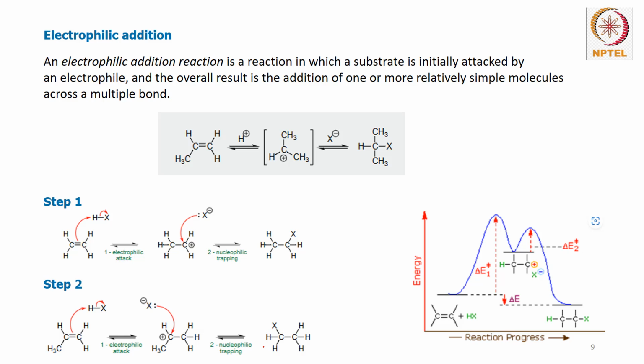So what are they saying? Initially attacked by an electrophile. So first the double bond will react with the electrophile and generate a carbocation intermediate. So this is our alkene, where this double bond will take this proton and a carbocation center will get generated, and after that a nucleophile will come and form our desired product. In this case, the first step is the slow step. The first step is the slow step.